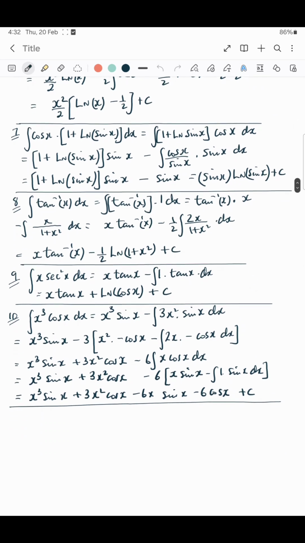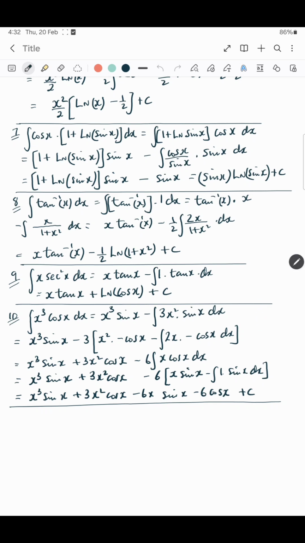Number 9 is x times sec squared x dx. So applying the rule, we'll have the first, which is x, times the sec squared integrated, which is tan x, minus the integral of the x differentiated, which is 1, times the sec squared integrated, which is tan x. And the integral of minus tan x is simply log n cos x. So we have on our next line x tan x plus log n cos x plus c. That deals with number 9.